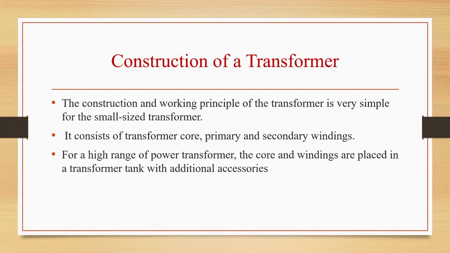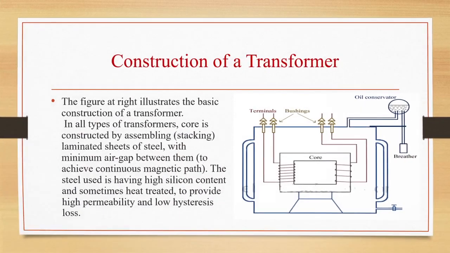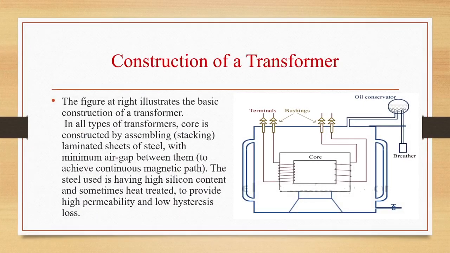The construction and working principle of a transformer is very simple for a small sized transformer. It consists of a core and primary and secondary windings. Now for a high range power transformer, the core and windings are placed in the transformer tank with additional accessories. So this is the diagram showing the basic construction of a transformer.